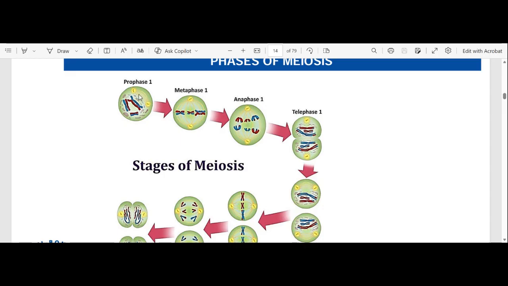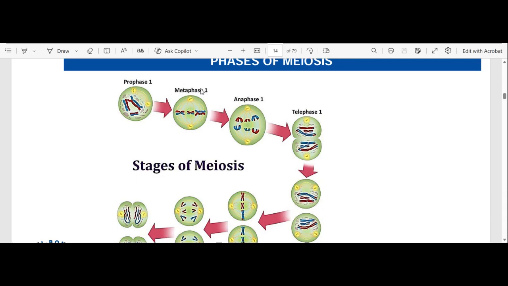Your centrosome starts to split into two centrioles, and the centrioles form spindle fibers, or spindle threads, within them. Does that make sense? Another point to remember about prophase one is that the nucleolus also disappears. The cell itself breaks down these parts, so the nucleolus disappears and the nuclear membrane disappears.